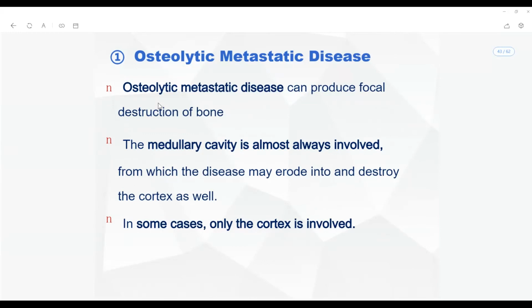You see here, these are the primary cancers of the bones. Osteolytic metastatic disease will cause a focal destruction of the bone. But before, we saw that prostate cancer is a secondary metastasis, right? So this is the primary neoplastic condition, but that one is the secondary neoplastic condition. Did you understand the difference here? Yes or no?